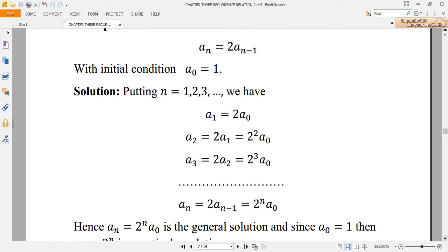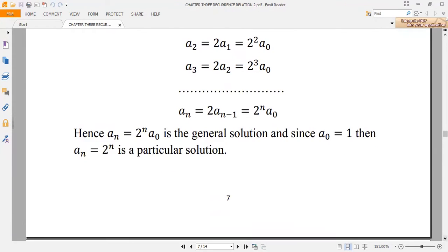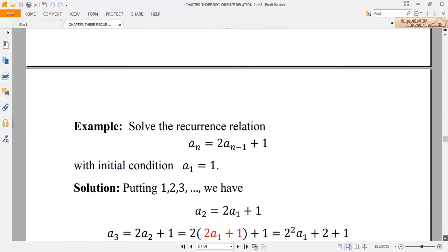an, which is equal to 2 to the power of n, a naught, is a general solution to the recurrence relation. And since the initial condition is given, we can find the particular solution to this recurrence relation. So substituting a naught is equal to 1 in the general solution, we get an, which is equal to 2 to the power of n, is a particular solution to this first order recurrence relation. So this is the solution for the first example.